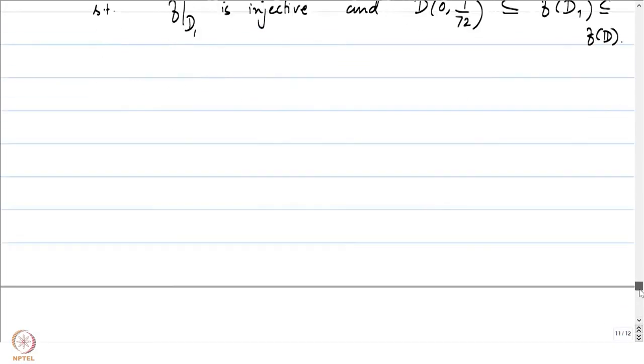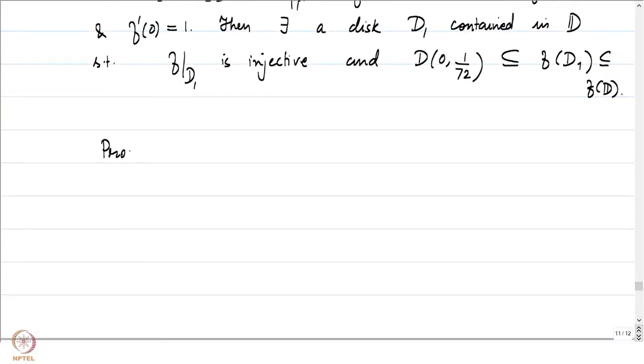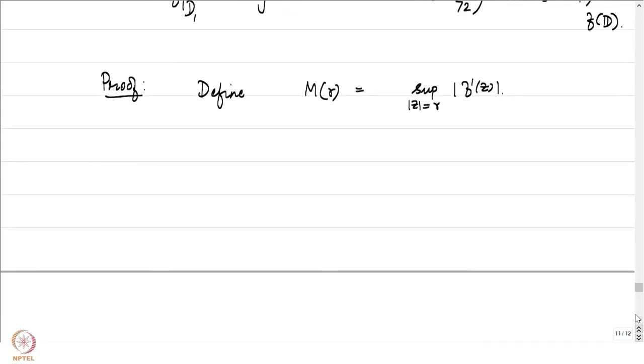Okay, let us now give a proof of Bloch's theorem. The proof is going to be in steps. Let us begin by defining an auxiliary function. Define M of R to be equal to the supremum of absolute value of f prime of z when mod z is equal to R. Basically, it is the supremum of absolute value of f prime on the circle of radius R. One more function let us define, H of R to be defined as 1 minus R times M of R.